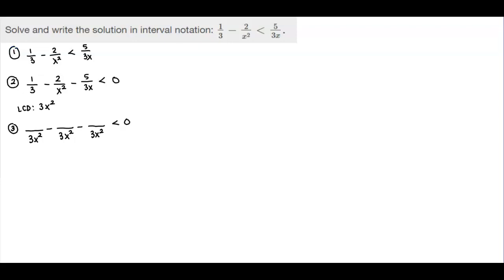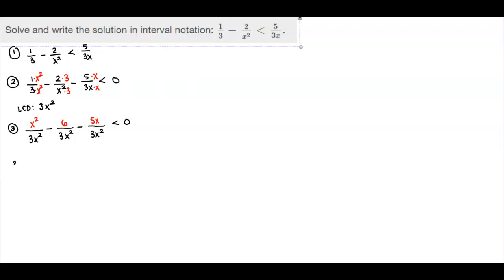But what we want to do now is figure out what the new numerators are. So we have 3 times what's going to give us x squared? Well, this is 3 times x squared, so 1 times x squared is x squared. Okay, x squared times what's going to give us 3x squared? Well, we're going to multiply that by 3. So 2 times 3 is going to give us 6. 3x times what's going to give us 3x squared? Well, that's times x. So this is 5 times x, which is 5x. So now we know what the numerator is going to be.